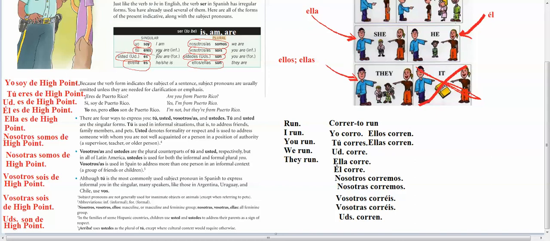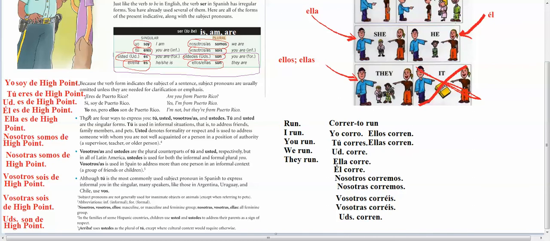It's in third person, because es could be for usted, ella, and son could be for ustedes, ellos, ellas. So there, when you say son or es, it's confusing as to who the subject is. But if I say soy de High Point, even if I left out the yo, you would still know who I was talking about because soy only goes with yo. And that's what they mean here. But for right now, to keep things simpler, I want you using them until you get really comfortable with how to conjugate verbs.